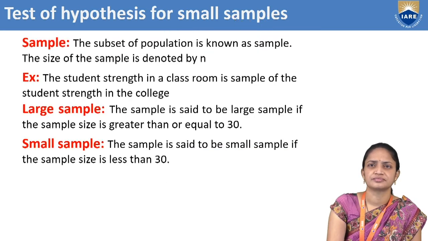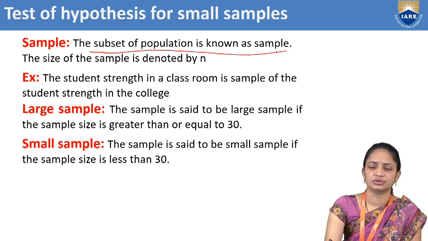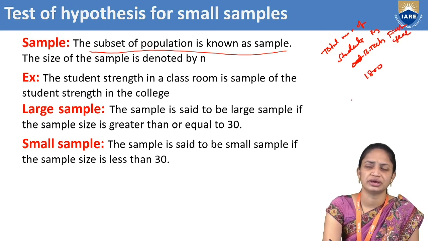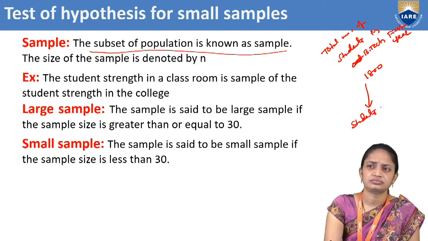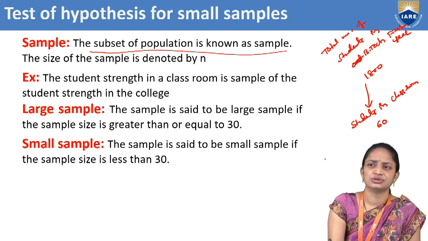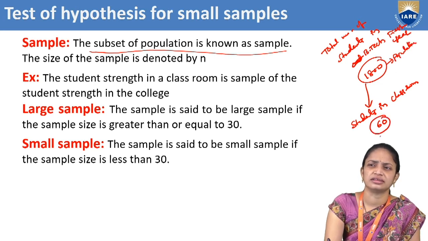Okay. So next, sample. The subset of the population is known as sample. Here I am considering the total number of students in BTech first year, some 1800 students. Here I am choosing the students in a classroom. For each class we have 60 students. So the huge amount is the population, and this is the sample.